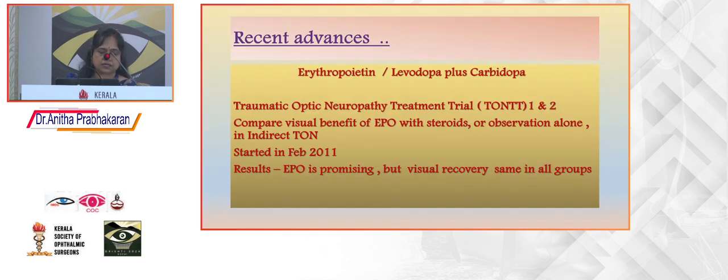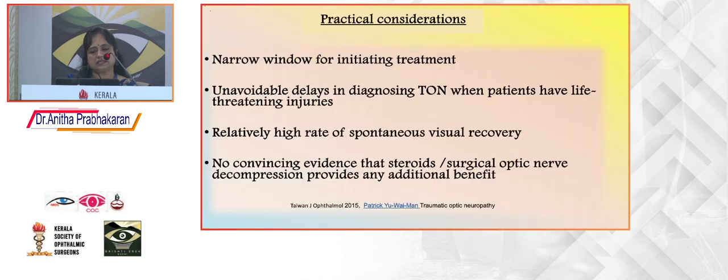There are some studies still going on. Some results have been published from the traumatic optic neuropathy treatment trial, where they have tried erythropoietin and levodopa plus carbidopa along with steroids and compared it with observation. It started in February 2011. Some part is still going on, but as far as the results are published, it is promising because there is some improvement in color vision and RAPD, but the final visual recovery is still the same.